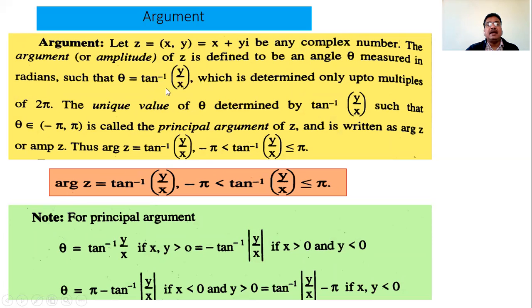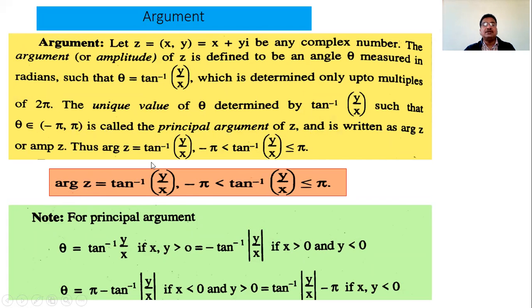Theta is tan inverse y by x, which is determined up to multiples of 2 pi. So the unique value of theta determined by tan inverse y by x, such that theta lies between minus pi and pi, actually this is an open-closed interval, open on this side and closed on this side, from minus pi up to plus pi, is called the principal argument.